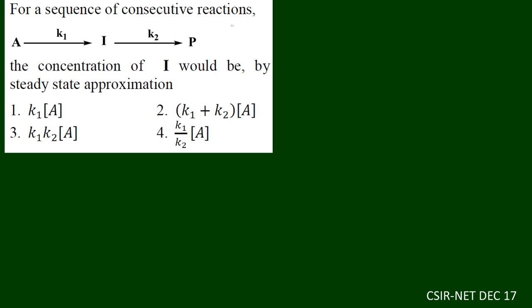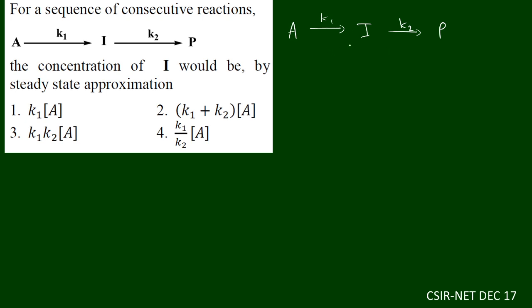In this question we have to find the concentration of intermediate by steady state approximation. We have been given this equation: A gives intermediate gives product, with K1 and K2 as rate constants for both steps. Then we have to find the concentration of intermediate.